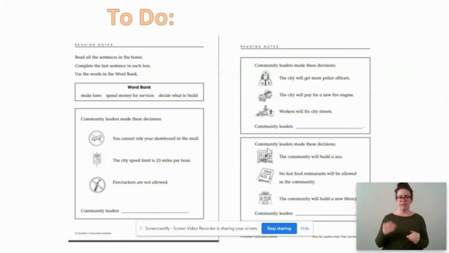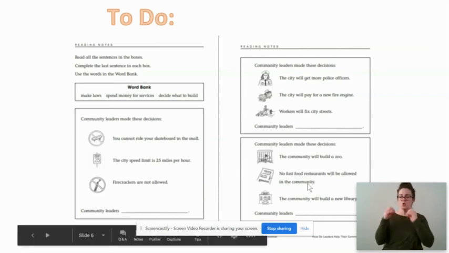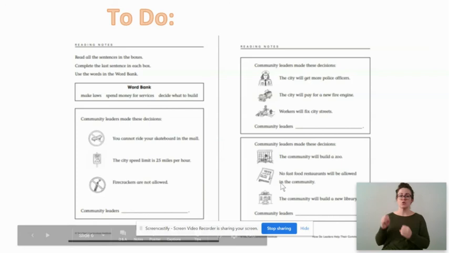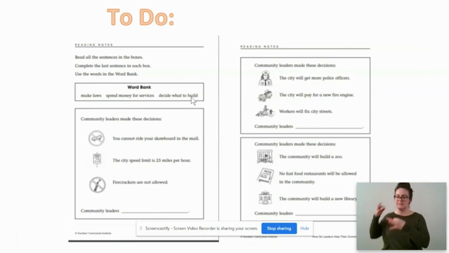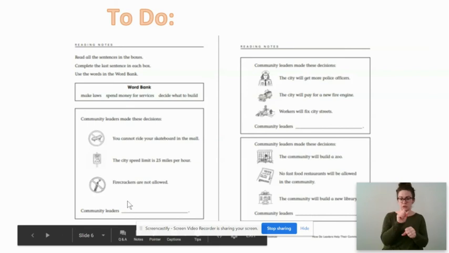And then the last one is community leaders made these decisions. The community will build a zoo. No fast food restaurants will be allowed in the community. Or the community will build a new library. So when these three decisions were made, were community leaders making laws, spending money for services, or deciding what to build? So you can either voice record it or you can put it in a text box, whichever you prefer. Just put one of these in each of these boxes.